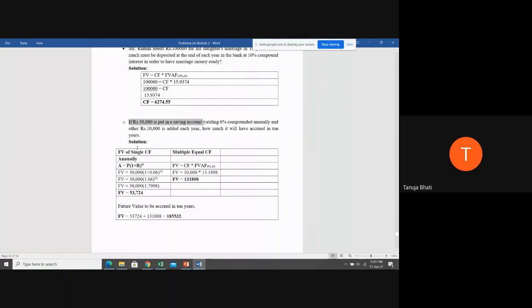So see the solution. The future value of a single cash flow, first. What is the formula for the future value of a single cash flow? It is A equals P into (1 plus R) raised to N. We know the present value is 30,000, R is 6%, and N is 10 years. Correct? So when we solve this equation, we get the future value as 53,724. Now, can anyone tell me, to get this factor, that is 6% for 10 years, which table number am I supposed to use?